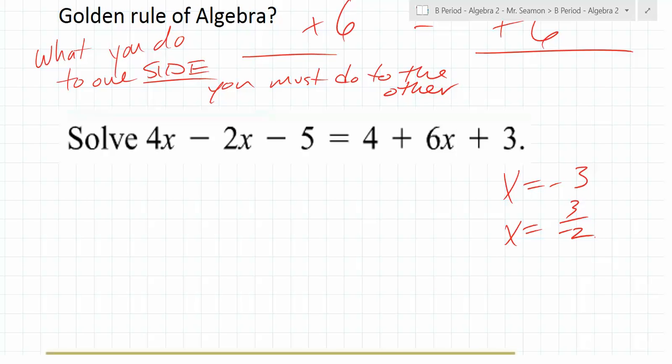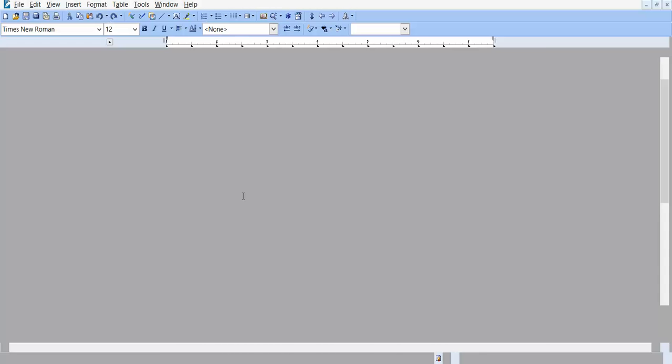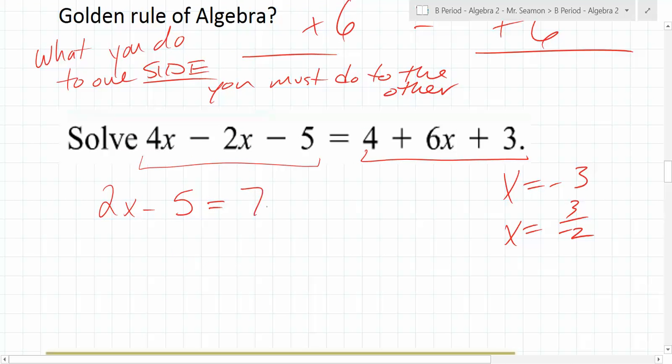Yeah, let's do this. So, what could we do on the left first? Yeah, so you end up with 2x minus 5 equals. What could you do on the right? Yeah, 7 plus what? What should I add to both sides at this point? I'm not going to add 2x to both sides. What can I add? I want to add something to both sides. Add 5. Thank you, Katie.